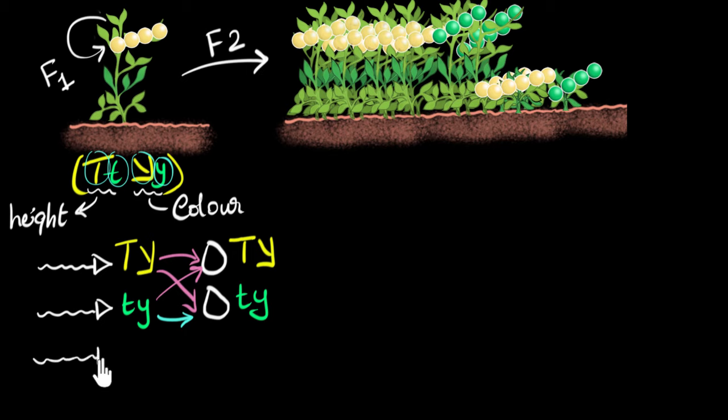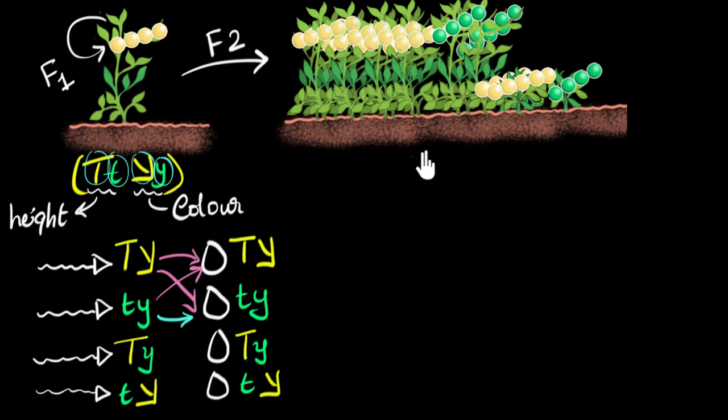For example, I can now have a sperm which gets the height trait from the dad, but might get the color trait from the mom if they are not packaged. This is a possibility. And similarly, another sperm might get the other way around. It might get the height trait from the mom, and it might get the color trait from the dad. And of course, the same for the eggs as well.